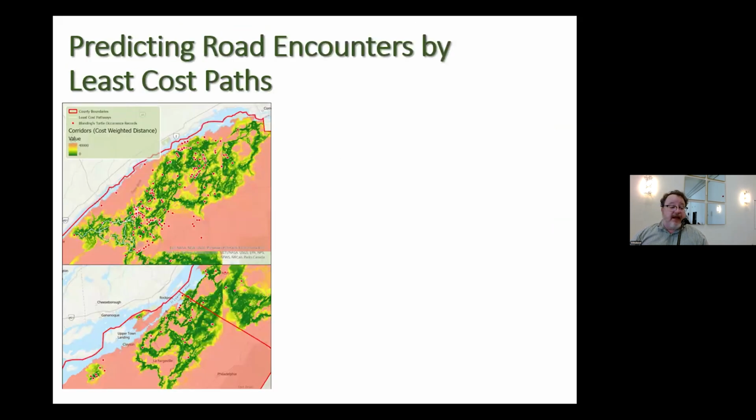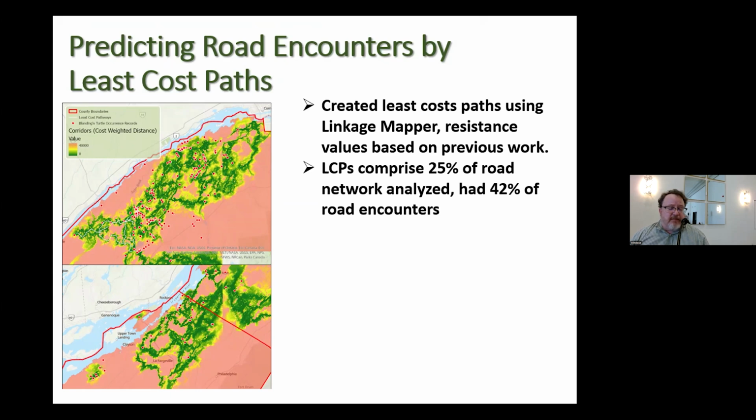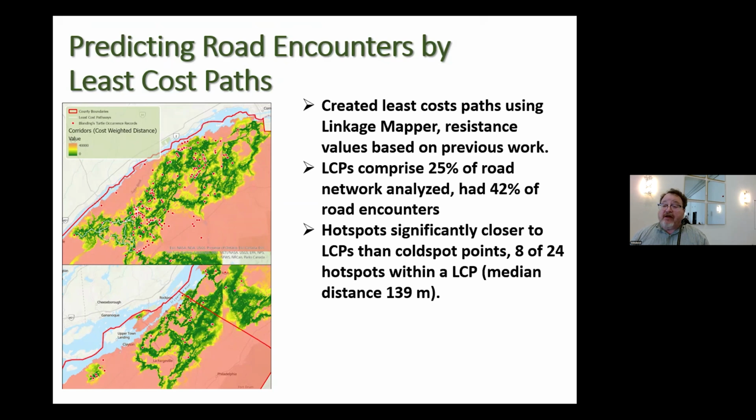We then did a least cost paths analysis within the range that we knew we had wetlands where Blanding's turtles were present. We used resistance values that were based on our previous work, where we actually had data on what kinds of habitat Blanding's more frequently or less frequently were willing to move through. Least cost paths comprise about 25% of the road network that we analyzed. About 42% of the road encounters occurred there. Hotspots were significantly closer than our cold spots or random points.